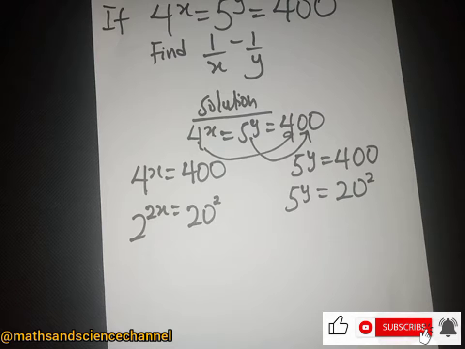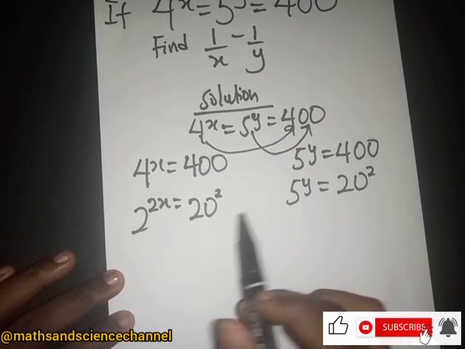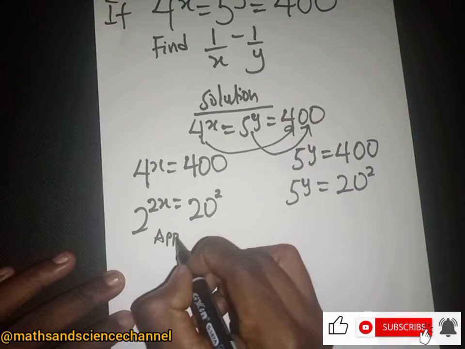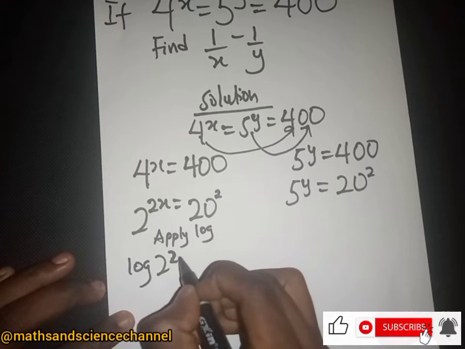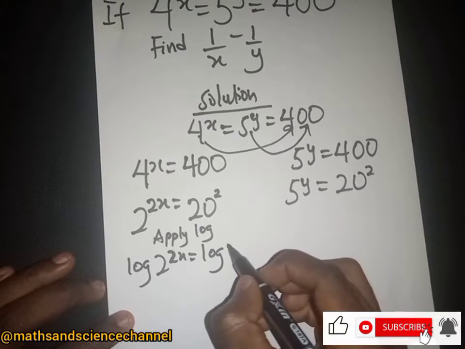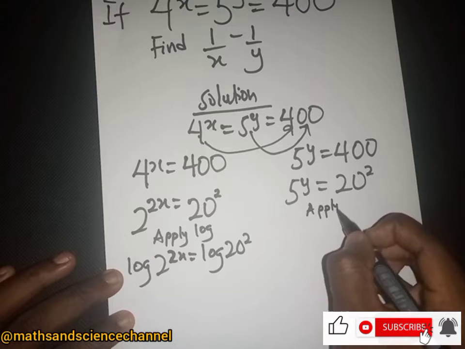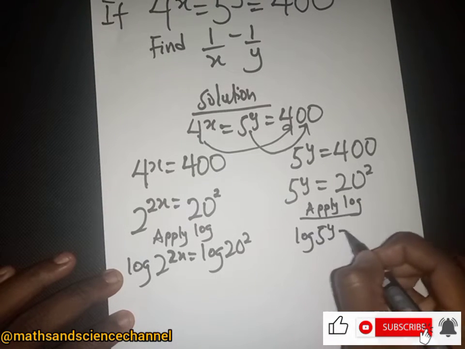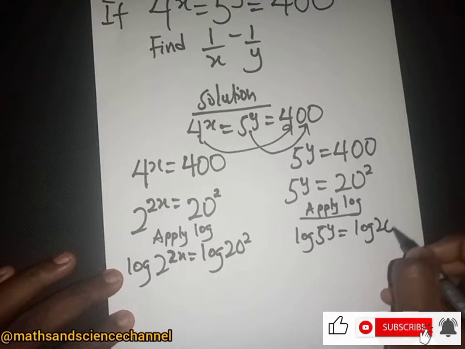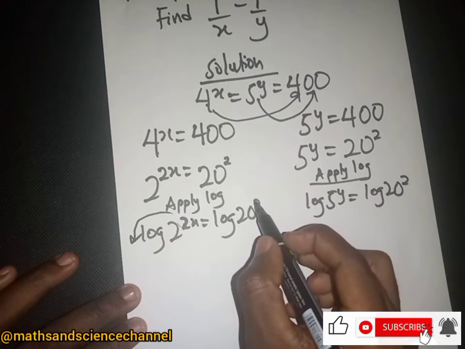Now realize that the bases are not the same in each of the equations, and therefore what we do is to apply log. So when we apply log, we have 2 exponent 2x being equal to the log of 20 exponent 2. Then we apply log also here, and we have the log of 5 exponent y and the log of 20 exponent 2. Now this exponent moves down, and this 2 moves down here.